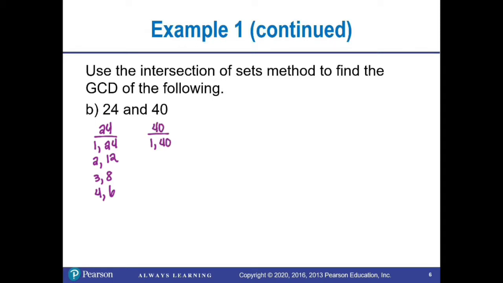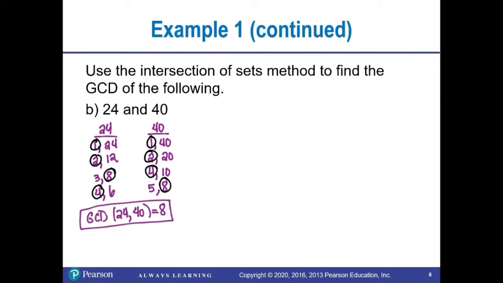Let's list the divisors of 40. So we have 1 and 40, 2 and 20, 3 is not a divisor, 4 and 10, 5 and 8, 6 is not a divisor of 40, 7 is not a divisor of 40, and that brings us to 8, which is already in our list. So let's look to see what these lists have in common. Well, they both have a 1, a 2, a 4, and an 8. The GCD means we want the greatest of these, and so our GCD of 24 and 40 is 8.